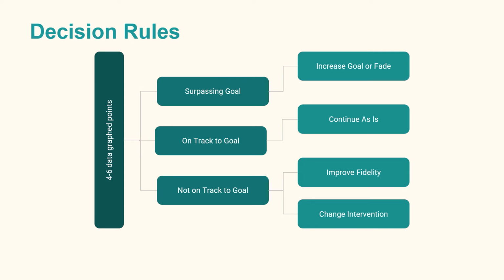Based on these comparisons, there are 3 possible decisions. If the student is likely to surpass the goal, you can increase the goal or begin to fade the intensity of the intervention. If the student is on track, you'll continue as is.